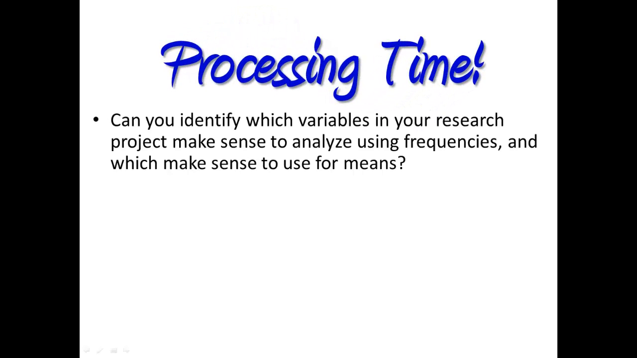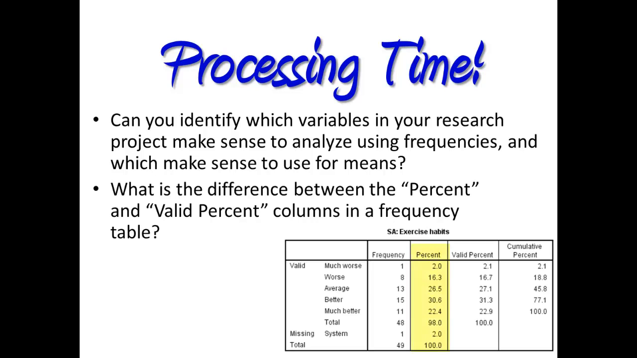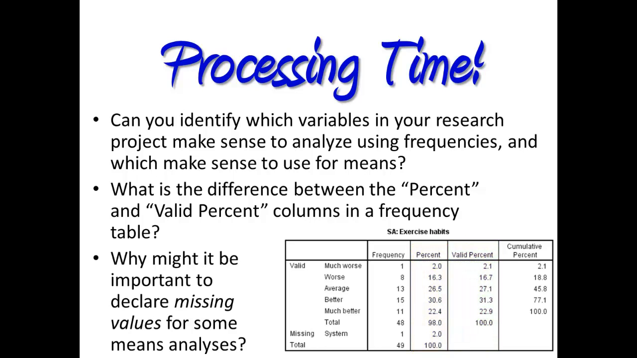Processing time. Can you identify which variables in your research project make sense to analyze using frequencies and which make sense to use for means? What is the difference between the percent and the valid percent columns in a frequency table? And then finally, why might it be important to declare missing values for some analyses that you might be using for means? Now you should know more about how to print out an SPSS codebook and running frequencies and means analysis. Next step will be running bivariate analysis or cross tabulations and means comparisons.